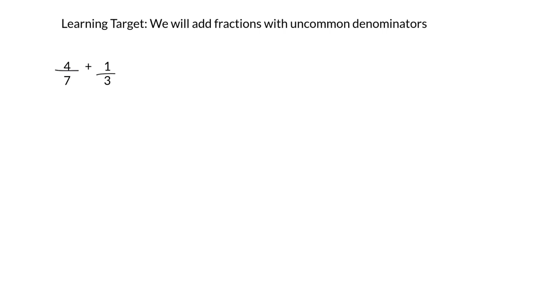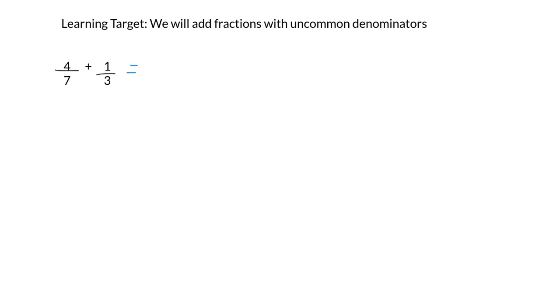The first one is 4/7 plus 1/3, and these two fractions we're going to be adding together have uncommon or unlike denominators. That means that we can't just add 4 plus 1 is 5 and 7 plus 3 is 10. Oh, 5/10, that's equal to 1/2. Nope, we have to find a common denominator so that we can add these together.